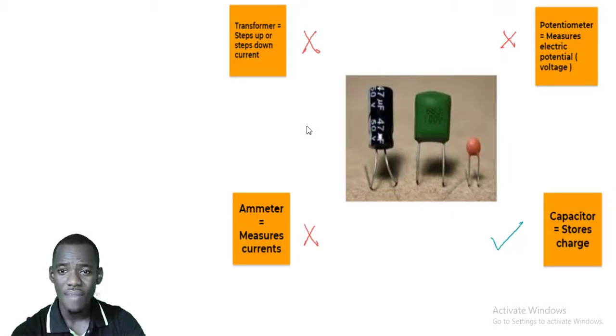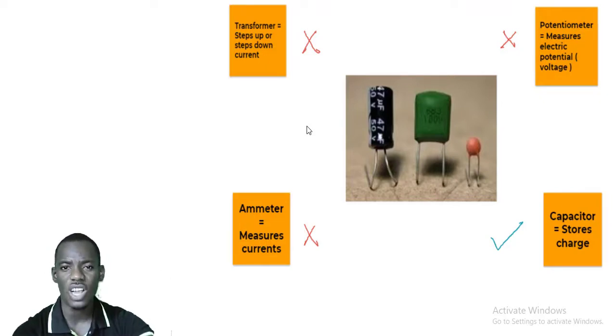Now, look at everything. We have a transformer. A transformer is for stepping up and down a current. Then an ammeter is for measuring current. An ammeter is not for storing charge. Whenever you hear the word ammeter, you know current is measured in ampere. So the current measurement tool is the ammeter. While the potentiometer, from the word potential difference, measures electric potential or voltage. So the potentiometer is used to measure potential difference, and electric potential is still the same thing as voltage.